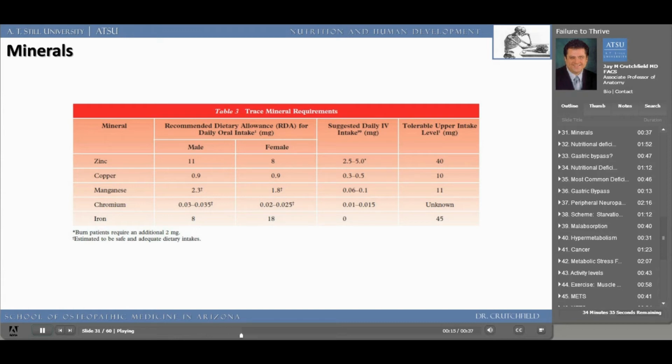Interestingly, zinc is recommended to give at about 7 milligrams per day in a patient who's had massive burn injuries. Copper, manganese, chromium, and iron are generally considered trace mineral requirements. Every once in a while, it's important to give somebody an intravenous infusion of iron, but it's very rare.